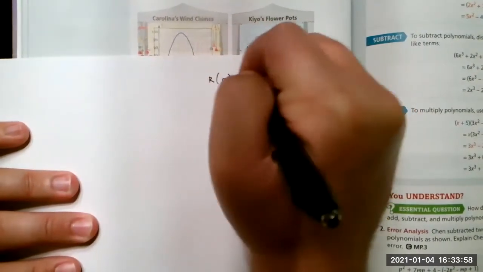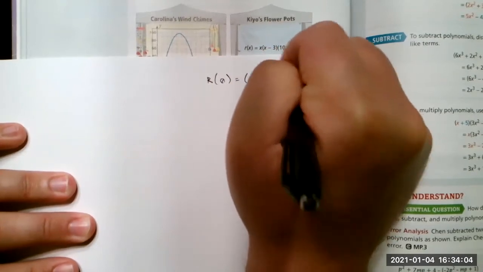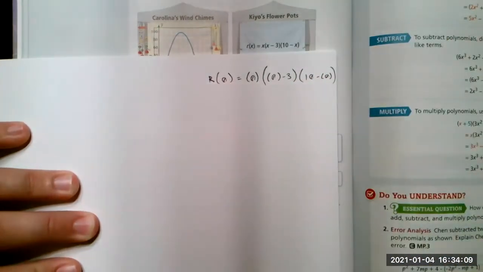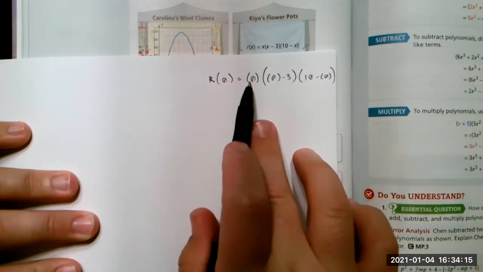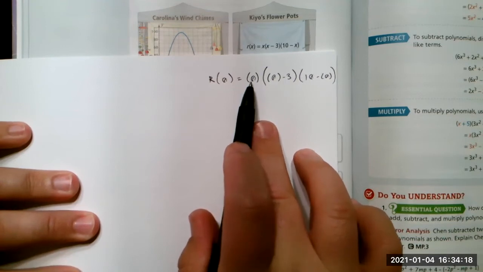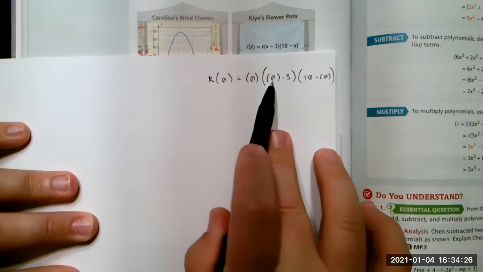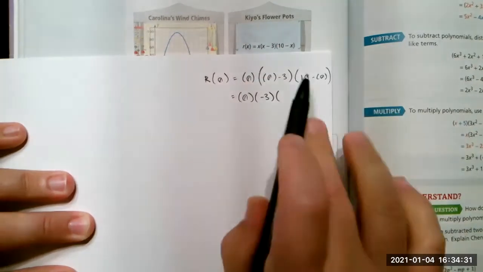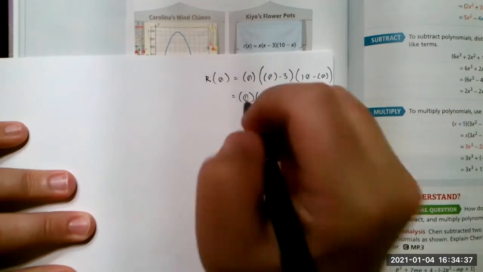So r of 0 equals 0 times (0 minus 3) times (10 minus 0). If you do the math, you know that 0 times anything is going to be 0, right? So we can still go ahead and go through this though. Inside each set of parentheses, 0 minus 3 is negative 3. 10 minus 0 is 10. Well, 0 times negative 3 times 10 is just going to be 0.